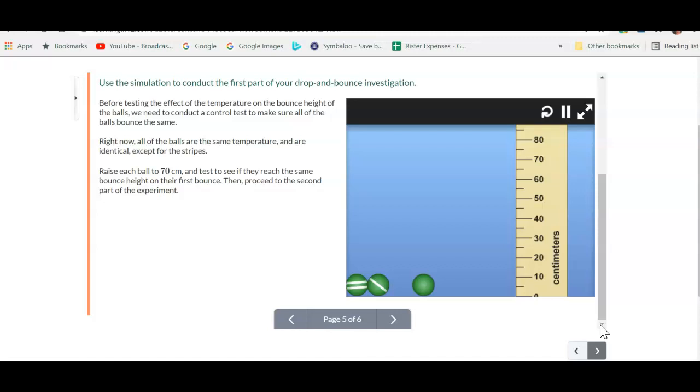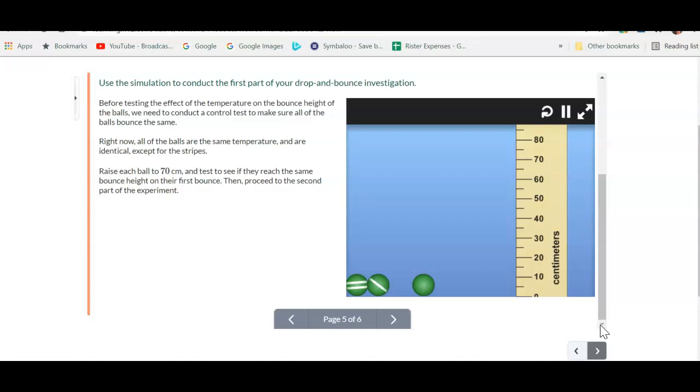So using the simulation to conduct the first part of your drop and bounce investigation, before testing the effect of the temperature on the bounce height of the ball, we need to conduct a control test to make sure all of the balls bounce the same. Right now, all the balls are the same temperature and are identical except for the stripes. Raise each ball to 70 centimeters and test to see that they reach the same bounce height on their first bounce. Then proceed to the next part of the experiment.